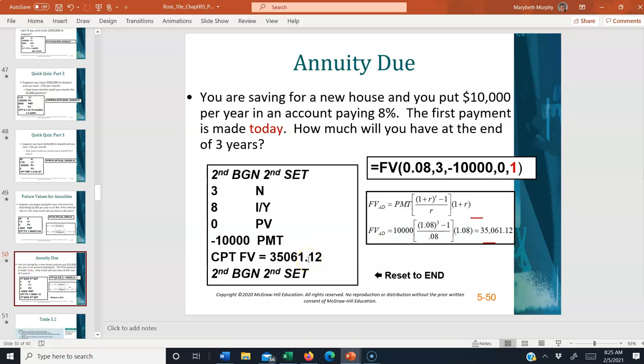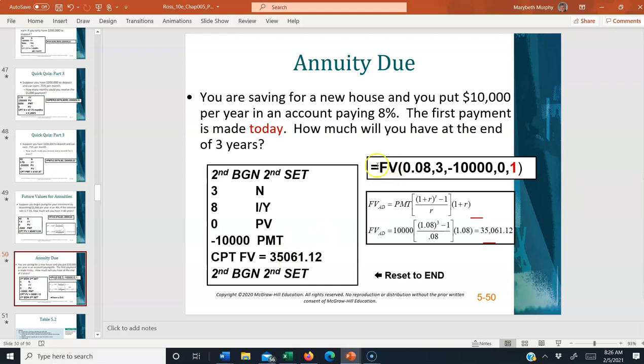Again, think about the reasonableness of your answer. $10,000 per year for 3 years without any interest would be $30,000. I would expect this number to be higher than $30,000 because we're earning interest on that investment, and it is. So at least from a reasonableness check, it sounds correct.